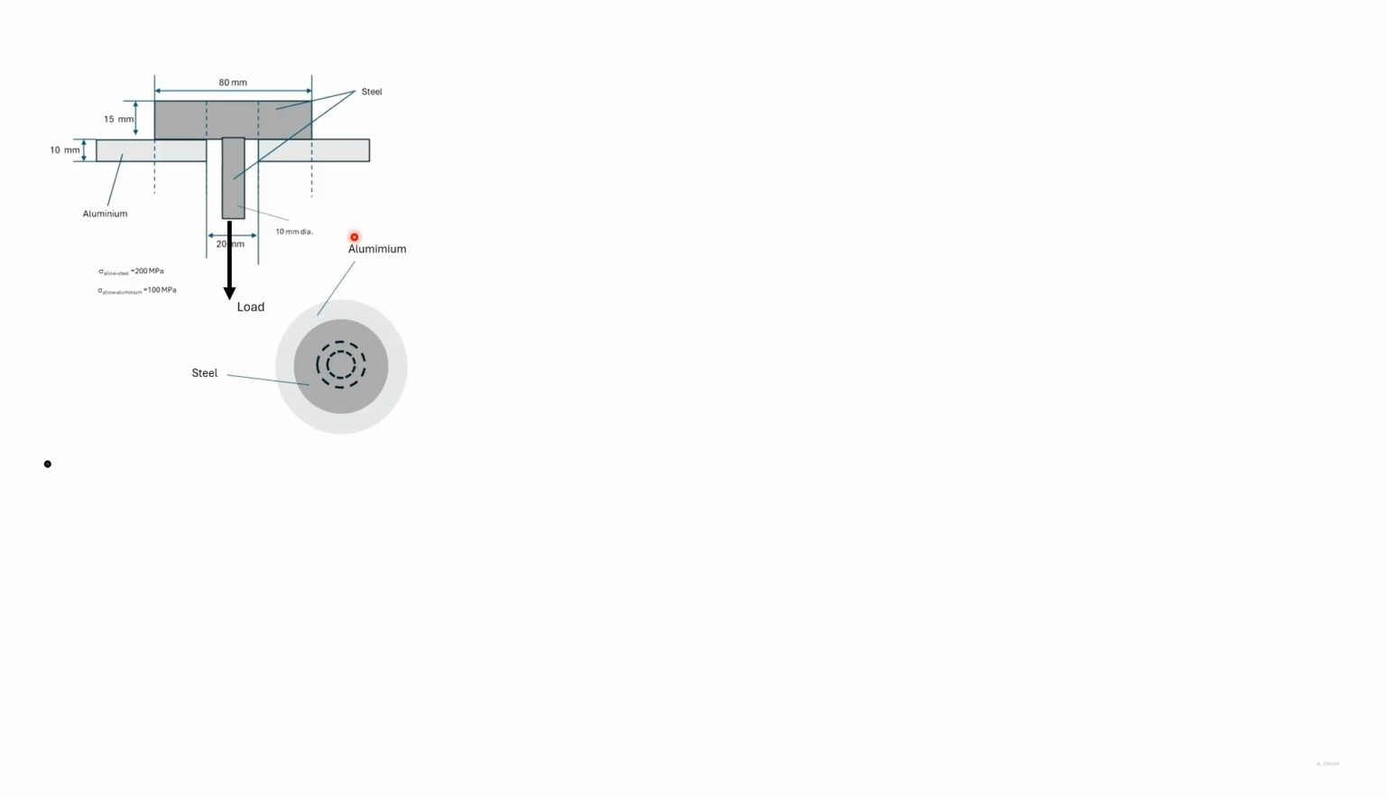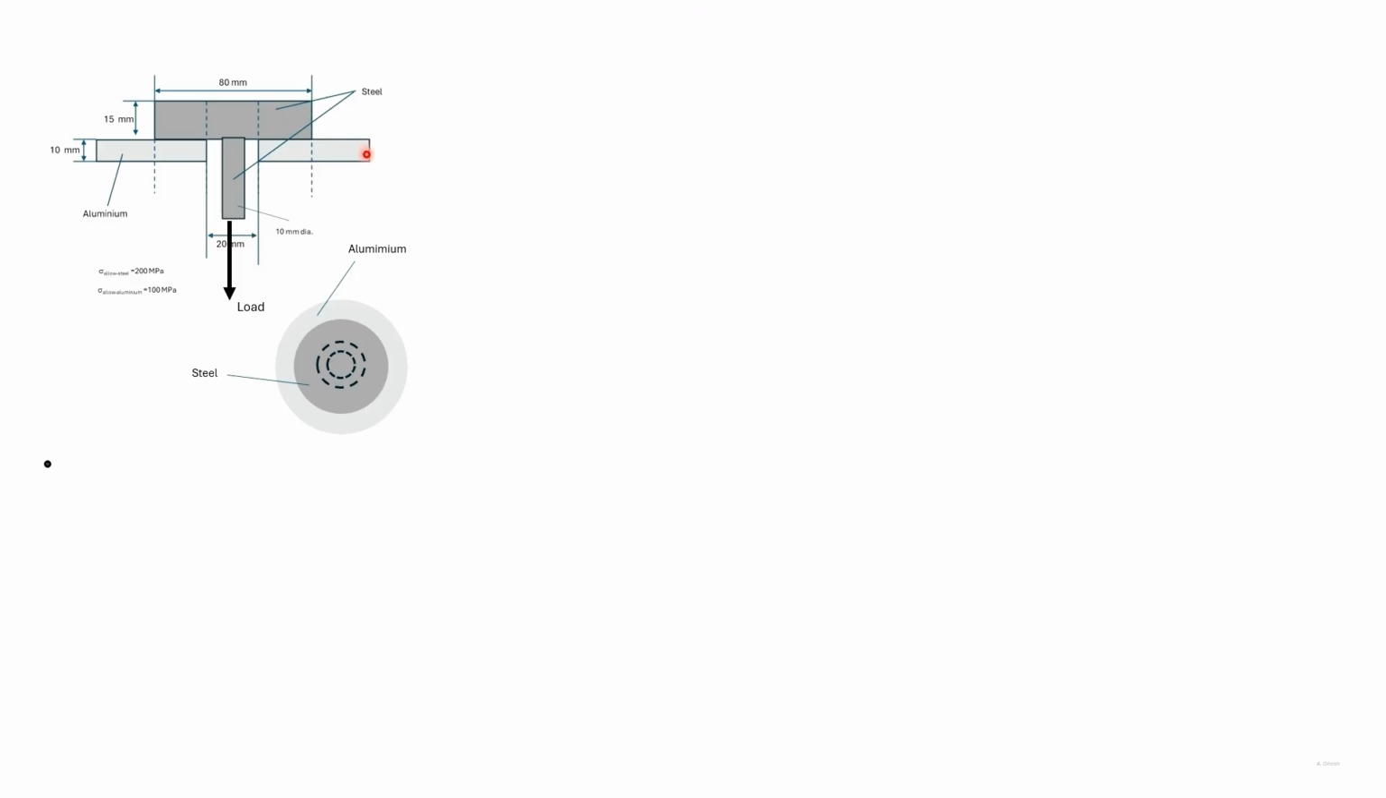So this arrangement will fail either by shearing through steel or by shearing through aluminum. If it fails by shearing through steel, then this part would shear. If it fails by shearing through aluminum, then this part will shear. We are given the allowable shearing stress in steel and aluminum.